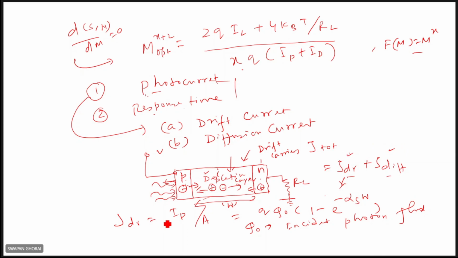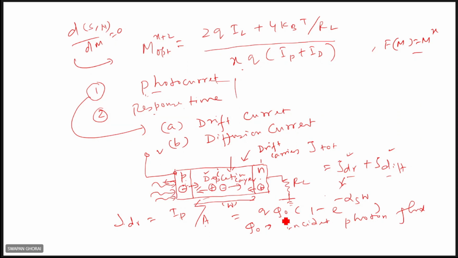If you consider the drift current, that means you have to consider the photons incident. So that is actually current density, that is photocurrent by area. That depends upon the photon flux. We have seen it: I_P by Q equals the number of carriers generated by the number of photons. So I_P by Q, so Q will be multiplied, and the photons you have to consider, that is photon flux.